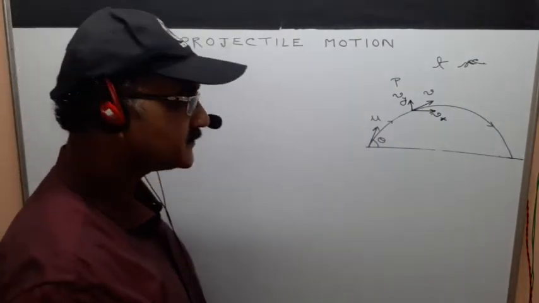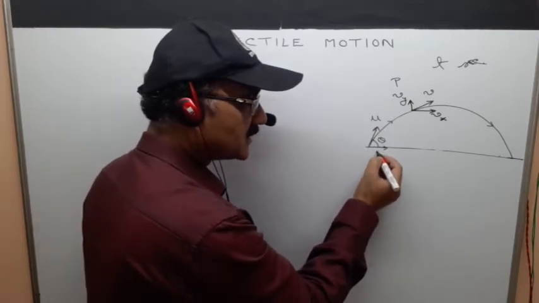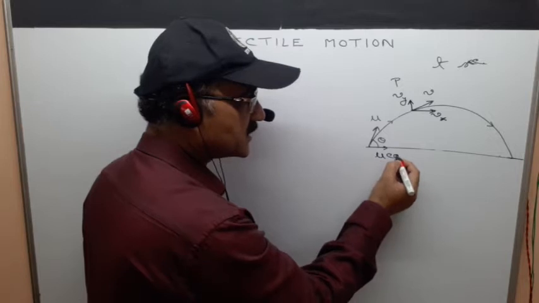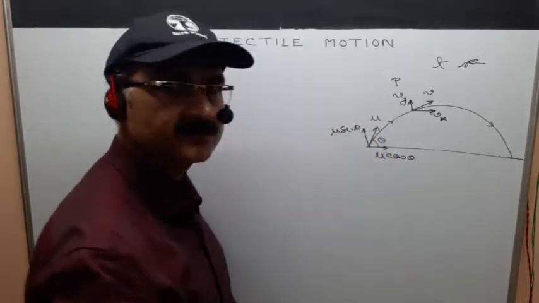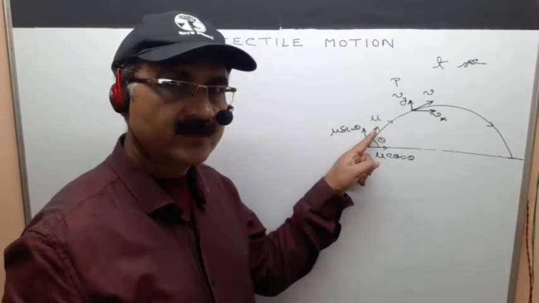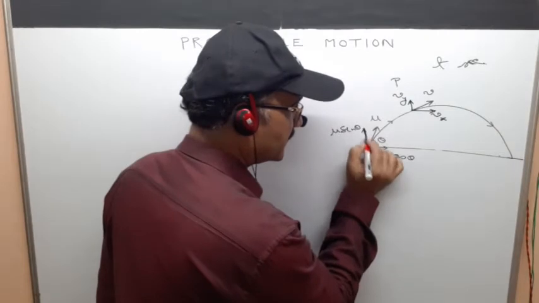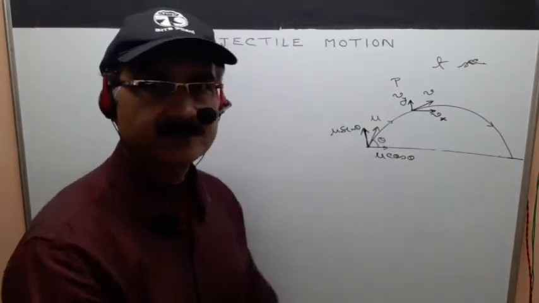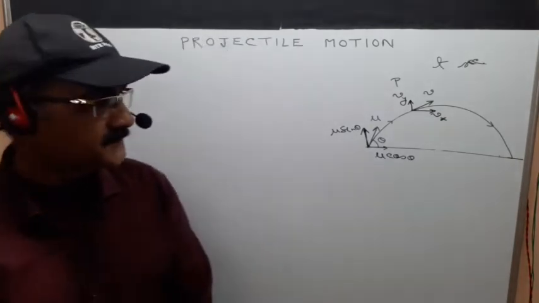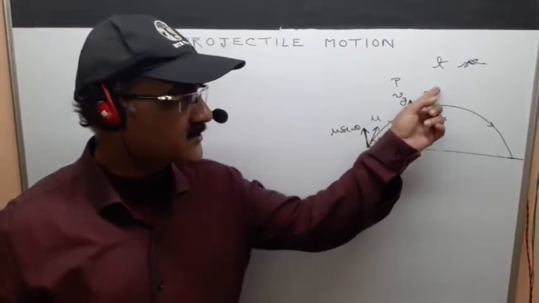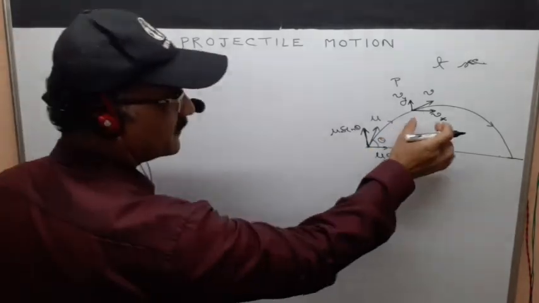Now see, initially the velocity was u. If I make components here, this will be u cos theta, and this will be u sin theta. This is a vector u, so I am resolving it along the x direction. This is u, this is theta, so u cos theta, and in the vertical direction it will be u sin theta. Clear?